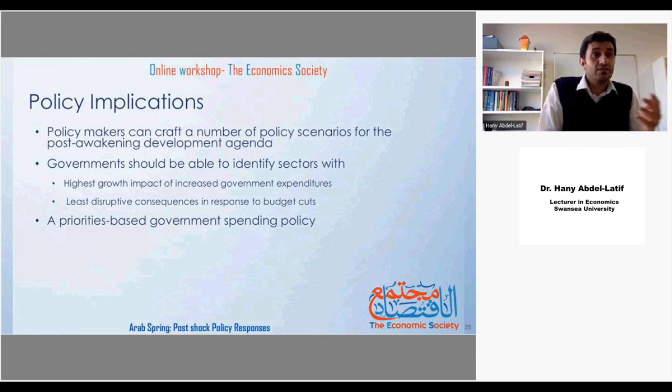Of course, as an economist, I can't tell the policymaker what their priorities are, which sector they are going to spend on. But at the end of the day, we could identify these differences, and the policymakers can draw their own agendas and see if they could follow a priorities-based government spending policy depending on the situation.